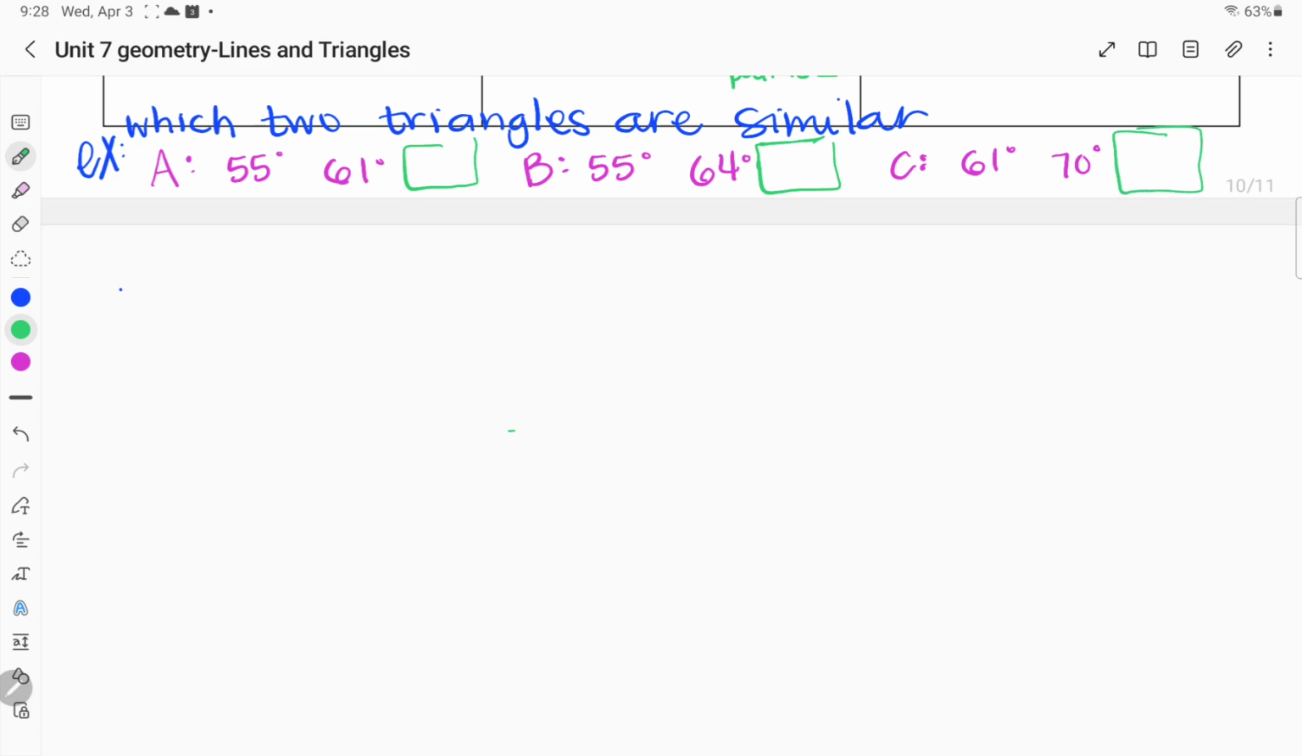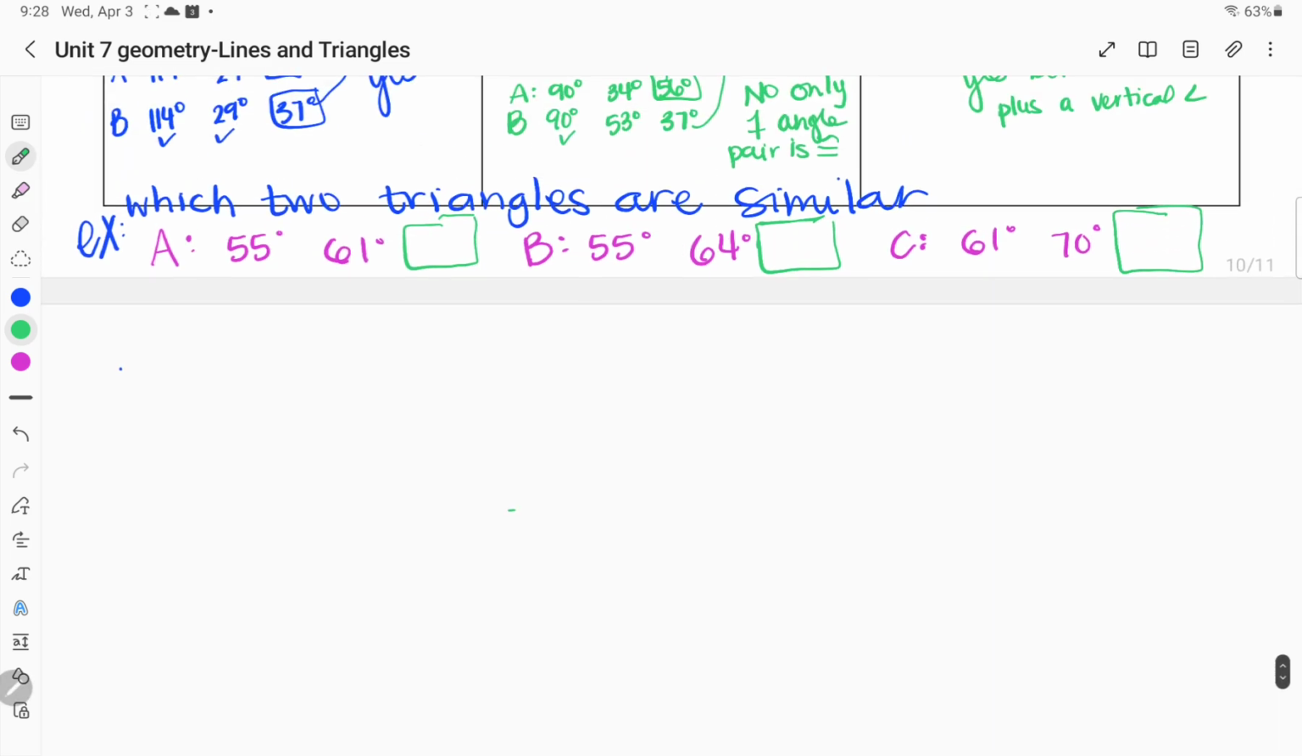So I'm going to start. I know that there should be 180 degrees in every triangle. So I do 180 minus 55 minus 61. That will give me this missing angle right here. This triangle has a 64 degrees. Now you can see that I have 55, 55. Now I have 64, 64. That should be your dead giveaway. Where originally I also had a 61 here and a 61 here. So it could have been this one and this one. So that's where we have to watch and make sure we pay attention.